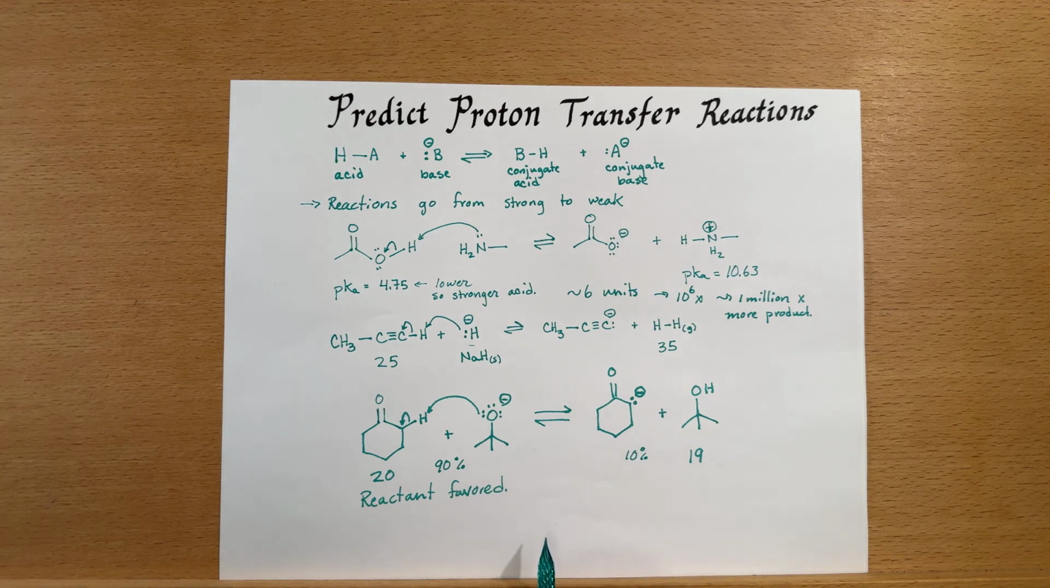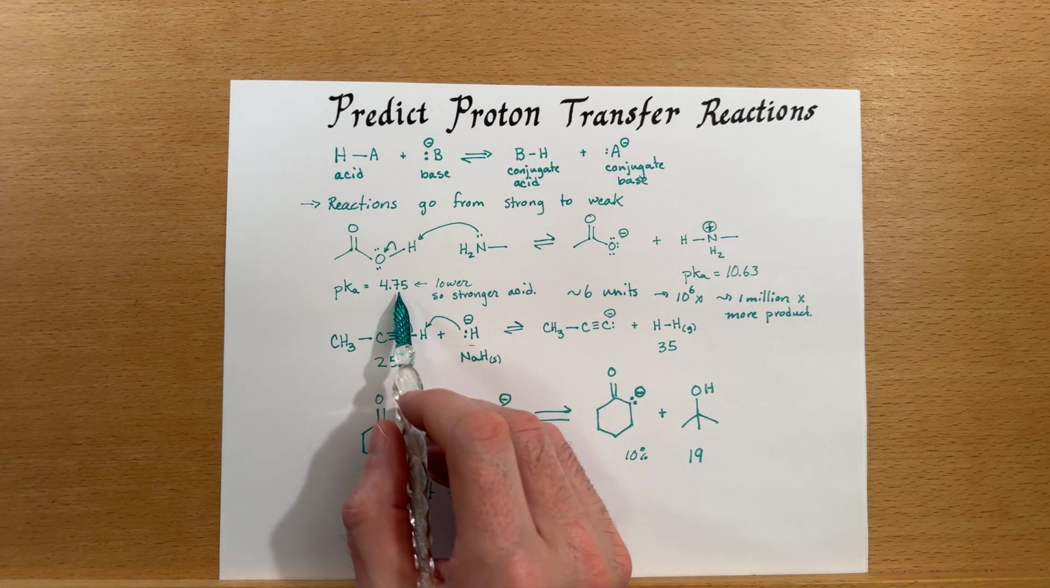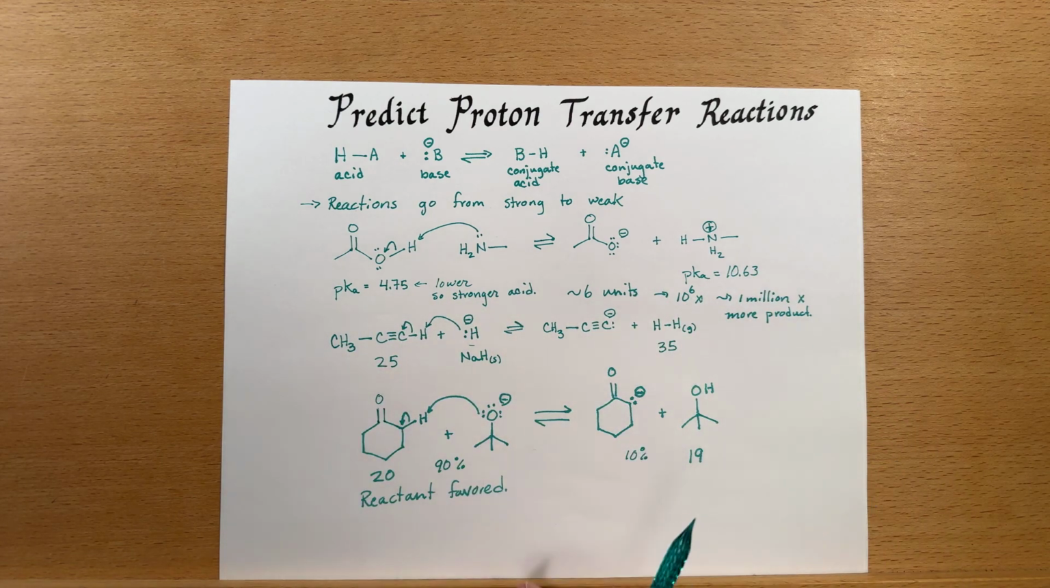So, this has been a video on how to predict the proton transfer reactions. Remember that the reactions go from strong to weak, and remember that the pKa scale is a little bit reversed. So a lower number indicates that it's a stronger acid, and a higher number indicates that it's weaker. And so reactions like to go from lower numbers of pKa's to higher pKa's, and then that is the predicted direction of the reactions.